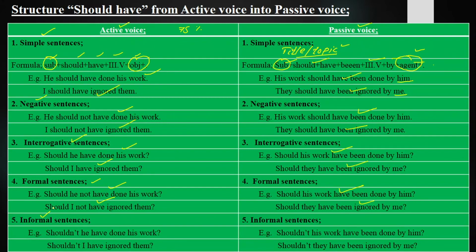Last we have got informal sentences. What are informal sentences? Those sentences in which we ask a question, deny the statement, and we ask them in an informal way. We can use it in a friendly atmosphere, with juniors, with youngers, and with our friends. When you write should not together, that will be pronounced shouldn't, and then the subject, have, third form, by, object, and question mark. Shouldn't he have done his work? Shouldn't his work have been done by him? Shouldn't I have ignored them? Shouldn't they have been ignored by me?